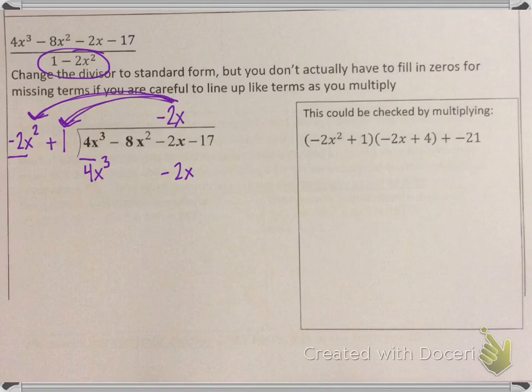This is that lining up thing. I don't have a term right there. Okay? So in essence, I want to think of this as plus 0x squared. If it's easier, you can put the plus 0x squared here and just treat it like the problems we have been doing.